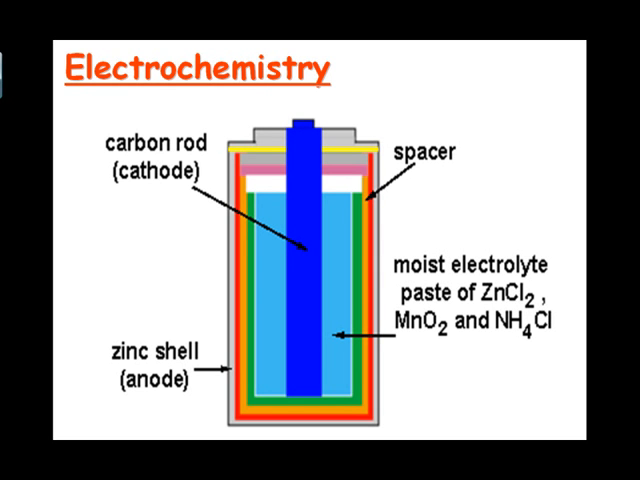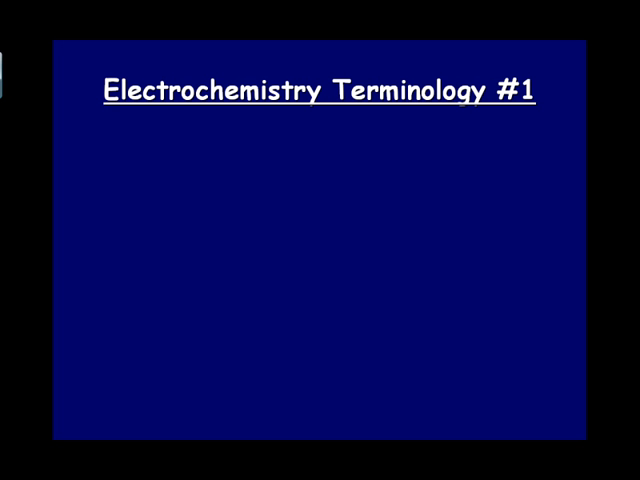So what we're going to deal with in this particular section is chemically how a battery works, but we're going to start out with very basic things first. So let's take a look at some terminology in electrochemistry. Now, some of this is probably review.